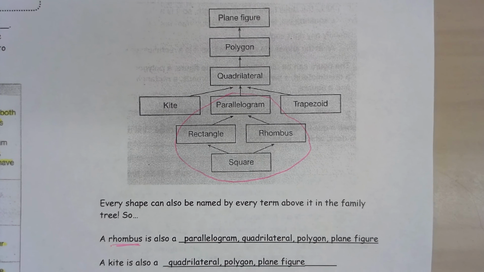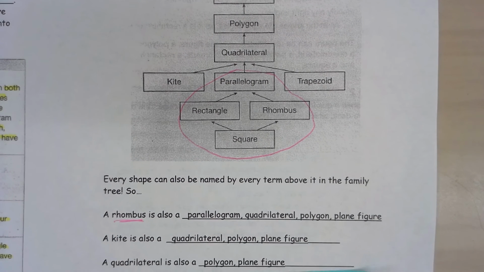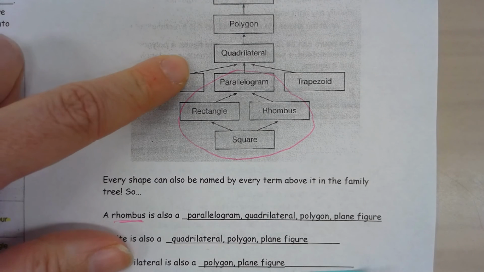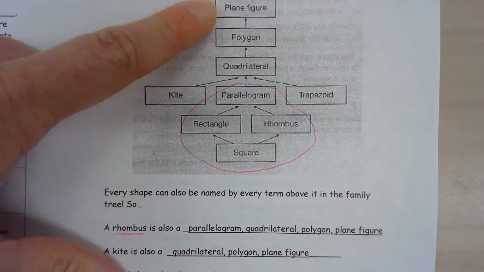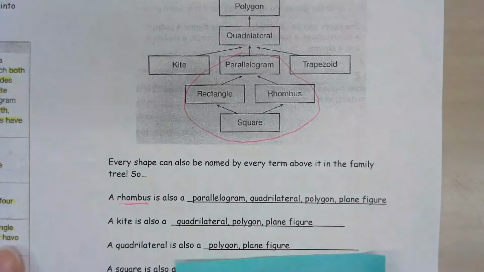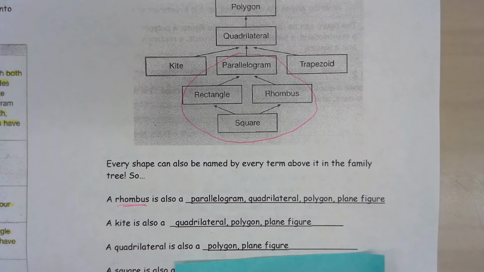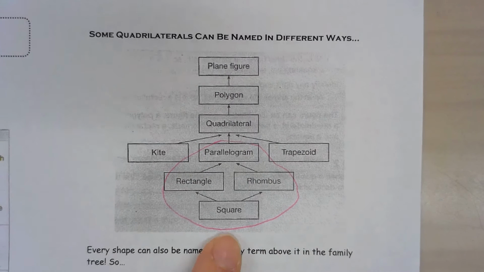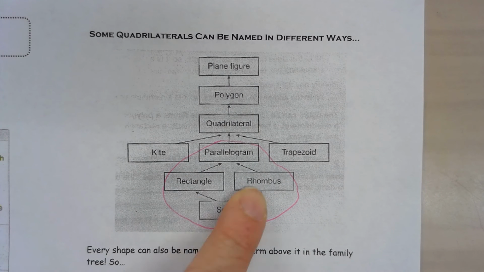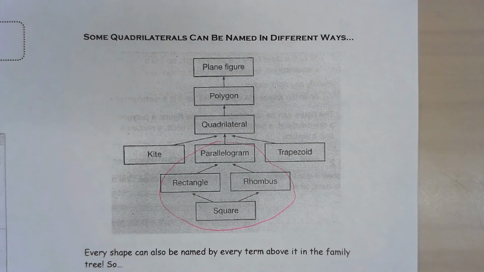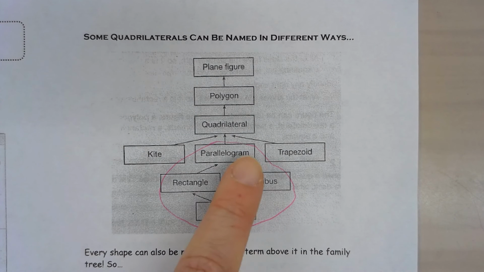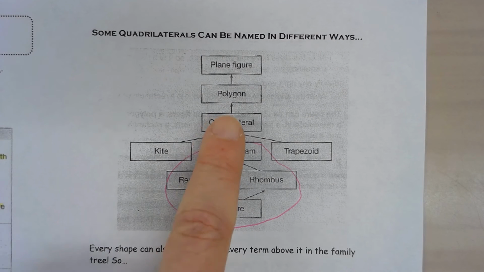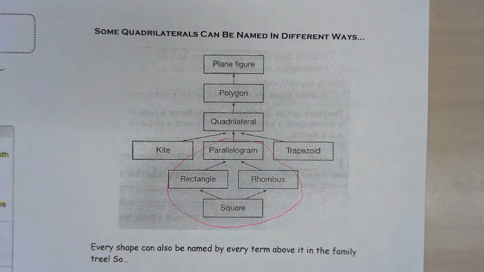Now let's go to quadrilateral. A quadrilateral is also a polygon and a plane figure. There's only 2 boxes above quadrilateral, but oh man, square. The last one says a square is also, remember, it's everything with an arrow above it. So a square is also a rectangle, a rhombus, a parallelogram, a quadrilateral, a polygon, and a plane figure.